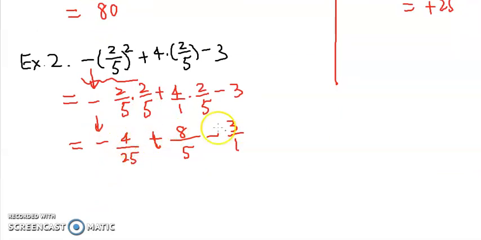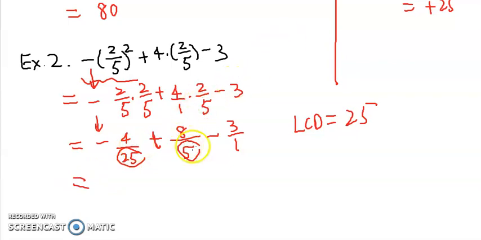And notice when we add or subtract fractions, we have to find the least common denominator. In this case, 25 and 5 and 1. The least common denominator is 25. And we equalize the denominators. We change all the denominators to 25. The first one is already 25. We don't have to do anything.